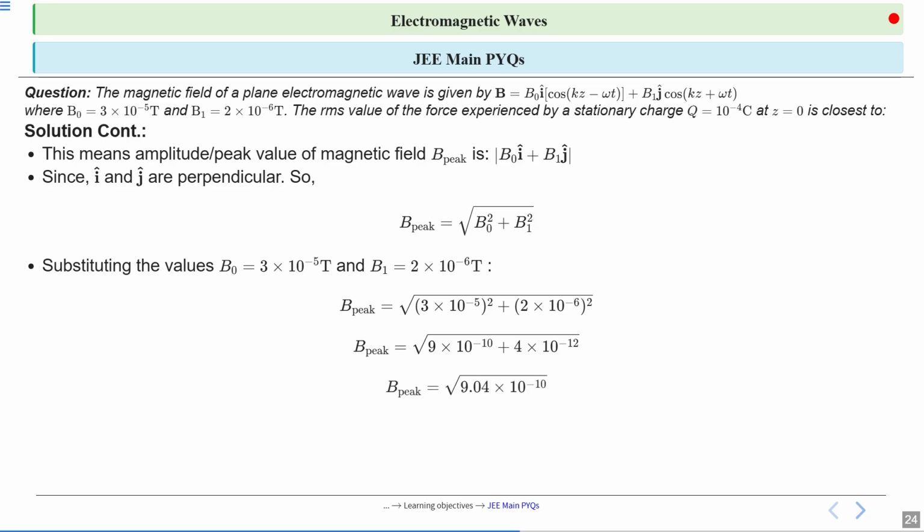Okay, so B peak will be equal to, now take 10 to the power minus 10 as common, and it will become 9.04 into 10 to the power minus 10. Now we'll take the root. So B peak will be equal to 3.01 into 10 to the power minus 5 Tesla. So this is the peak value of magnetic field.